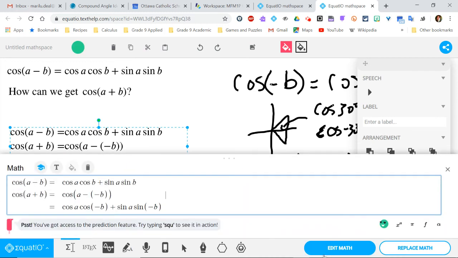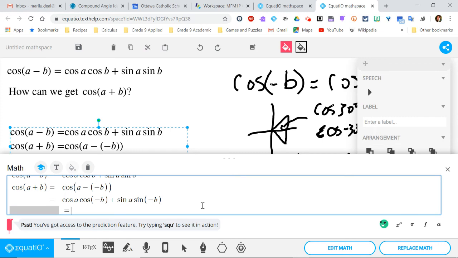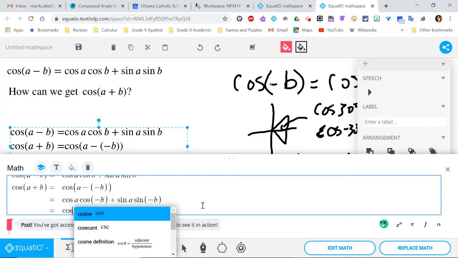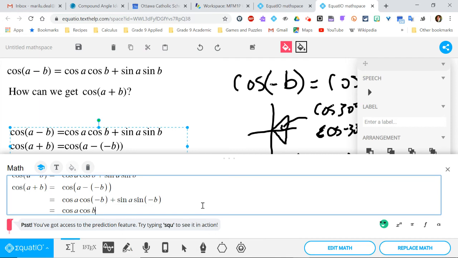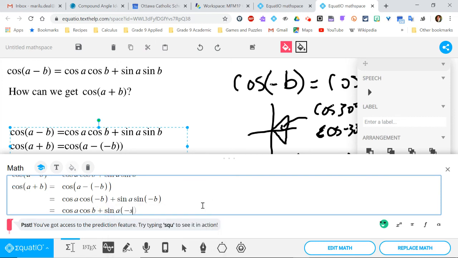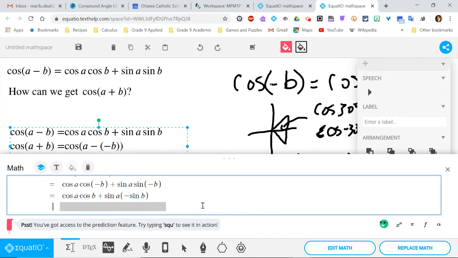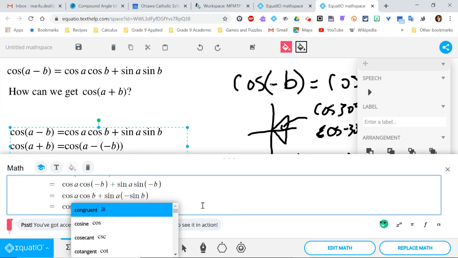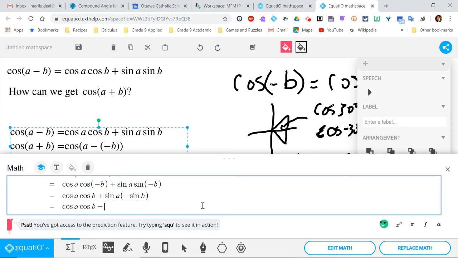Because of that relationship, when I go back to my expression and go to Edit Math, I add in a new line, with my equal sign over here. Cos of negative B is the exact same thing as cos B, so we have cosine A, cosine B. And then I know that I can have plus sine A, bracket, minus sine B. So I'm substituting in an equivalent expression. I need one more line here to clean this up. That gives us cos A, cos B minus sine A, sine B.